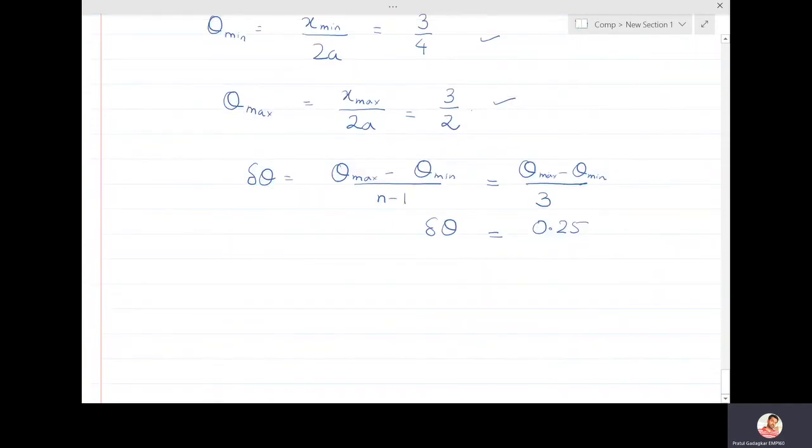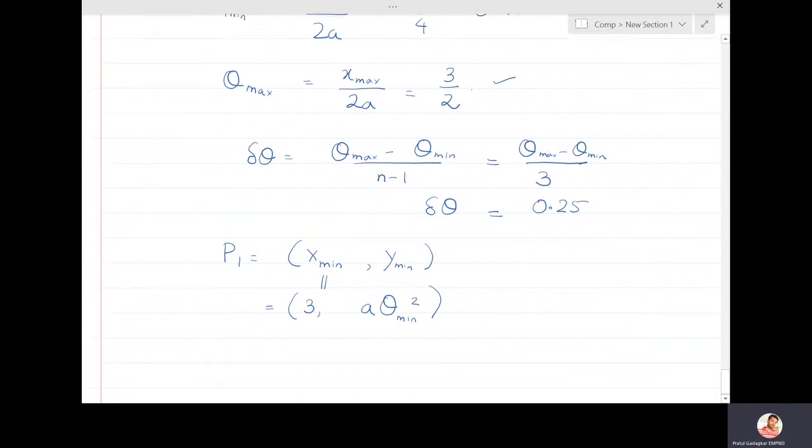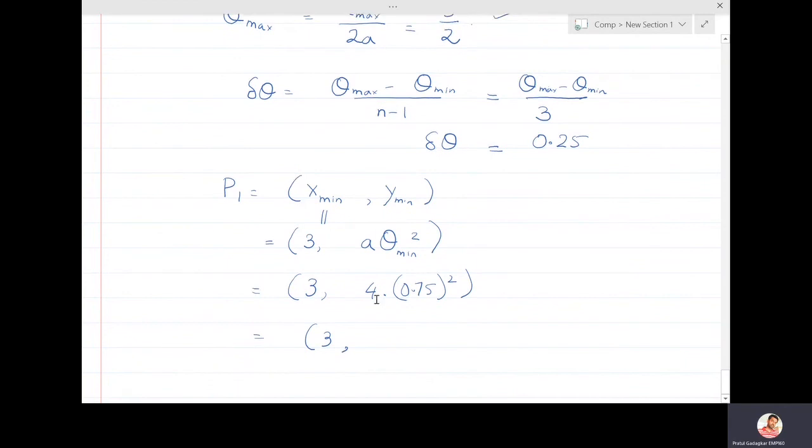The first point that we choose is x min, y min. X min is given in the problem, it is 3. Y min I can obtain by parametric equations, a theta min square, where theta min is 3 by 4, which is 0.75. So I can use this here, a is 2, into 0.75 square, and this comes out to be 1.125. So this will be the first point.